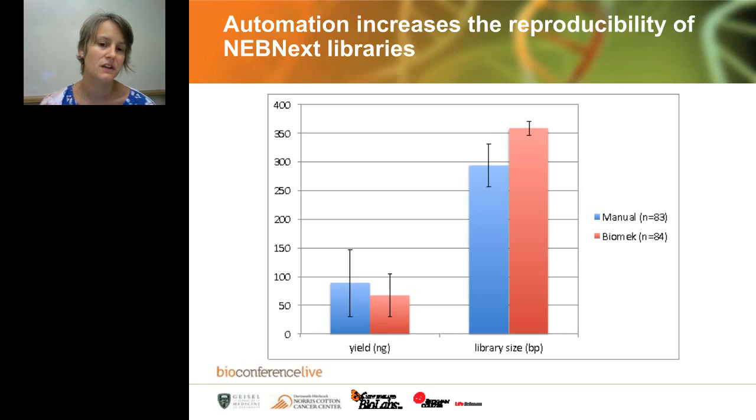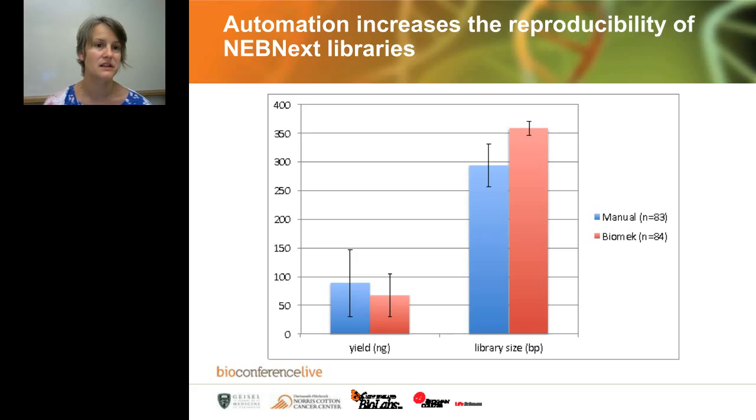But even with the yield being a little less for the Biomek libraries, there's plenty of library to sequence, and so I don't really think that that's too much of an issue. The size distribution of the Beckman libraries was much tighter, so we really didn't see the variation here with the automated library preps, and the size of the libraries themselves was a little larger than the manually prepared libraries.